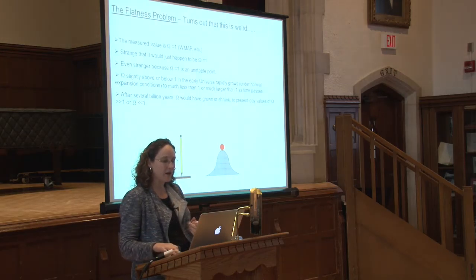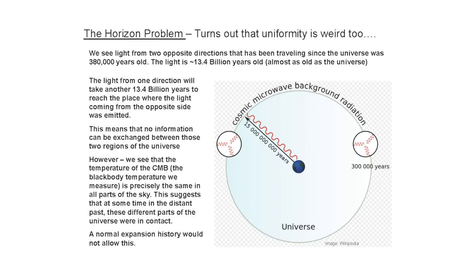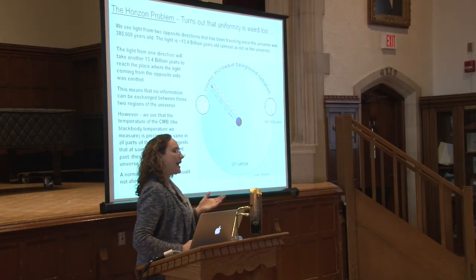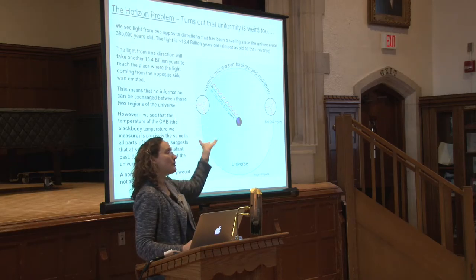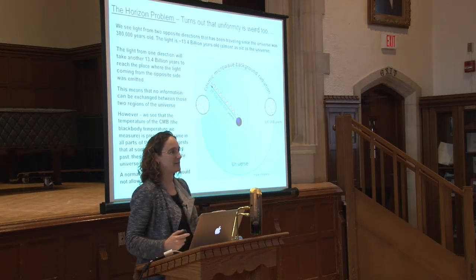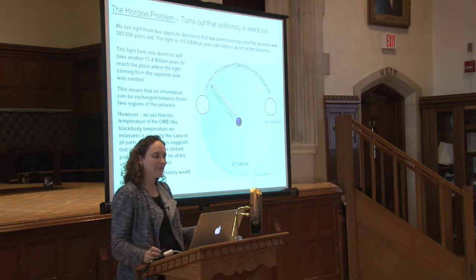Okay. And then on top of that, you have the horizon problem that I started talking about a minute ago. The uniformity is weird. You would not expect that. You would not expect one part in 100,000, the light to be the same from every direction. Which suggests that the universe all over must at some point have been in contact. Our entire observable universe must at some point in the distant past have been in causal contact. So how do you get that?